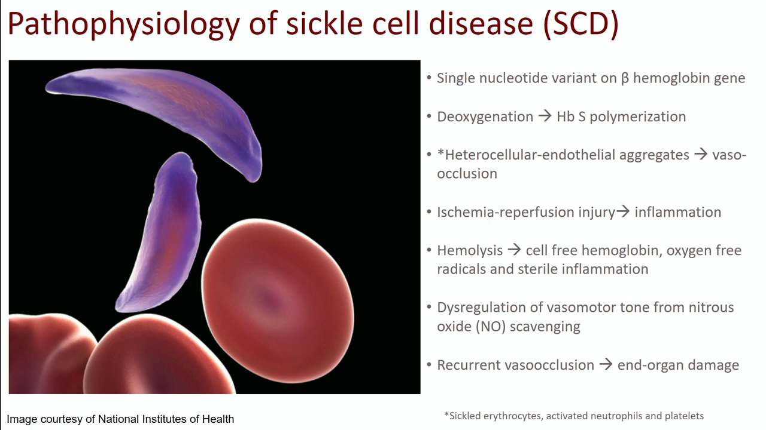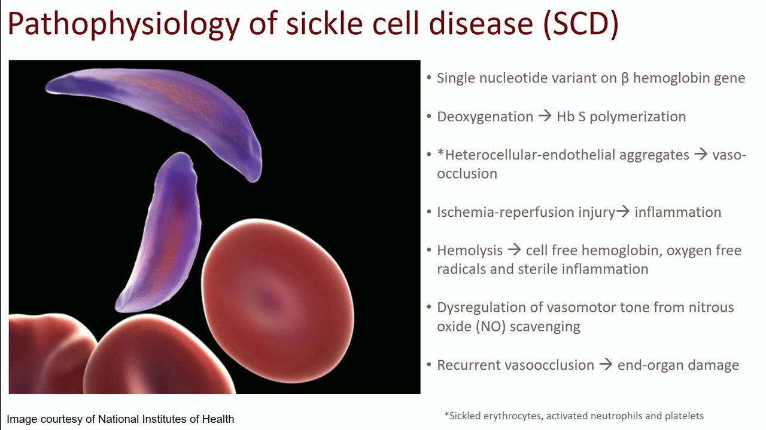Sickle cell disease is a highly prevalent hemoglobin disorder, which arises from a single-point nucleotide variant on the beta globin gene of hemoglobin. Because of that one-point mutation, it leads to deoxygenation and hemoglobin S polymerization in red cells that have sickle hemoglobin. Heterocellular and endothelial aggregation with sickle erythrocytes, activated platelets, and activated white cells cause vaso-occlusion, and ischemia reperfusion injury recurs often in people with sickle cell disease, leading to inflammation.